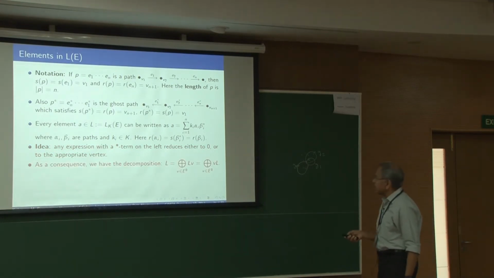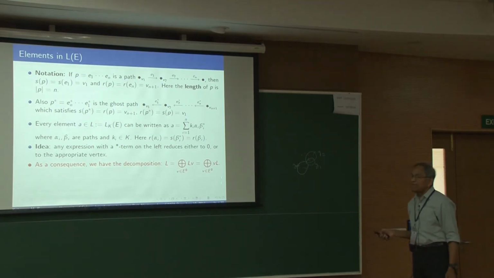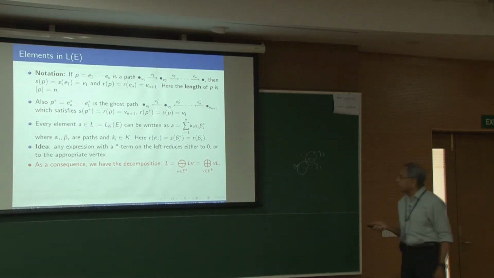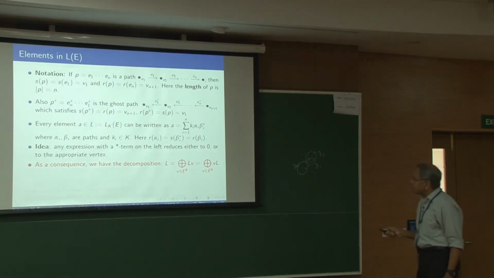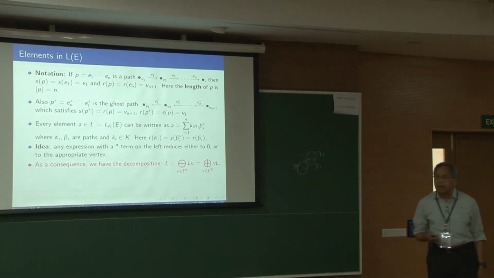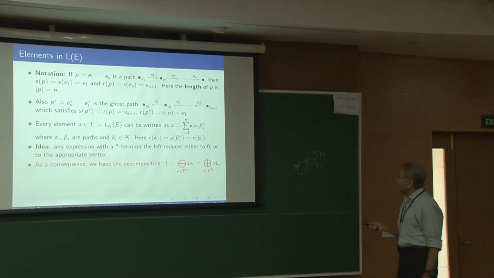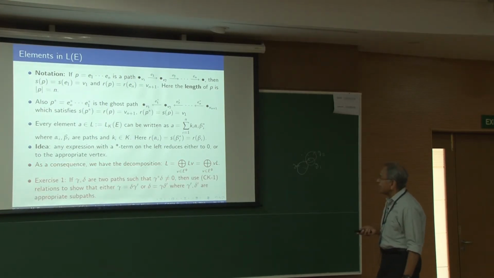That gives us a convenient decomposition. In other words, every Leavitt path algebra can be decomposed as a direct sum. For every vertex v, look at the left ideal generated by v, the direct sum, which is also the direct sum of the corresponding right ideals, the cyclic right ideals generated by the various vertices. So this is a very convenient property.